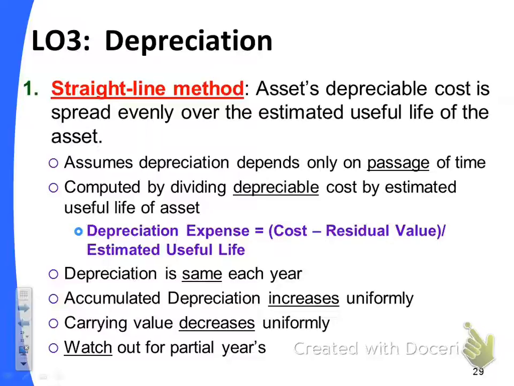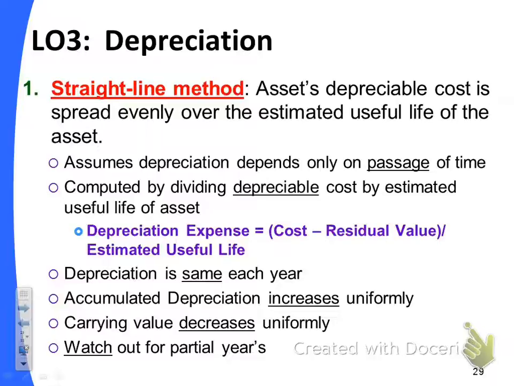Is that the actual life of the asset? No, it's not. It's the estimated useful life. So like I said with our car, we're going to depreciate a car typically over 5 years. Can you use that car beyond 5 years? Absolutely. You'd be foolish not to. Okay? So it's not the actual life of the asset. It's just the estimated useful life for financial purposes. In the straight line method, our depreciation is going to be the same each year, so keep that in mind. And the accumulated depreciation increases uniformly, and the carrying value will therefore decrease uniformly.